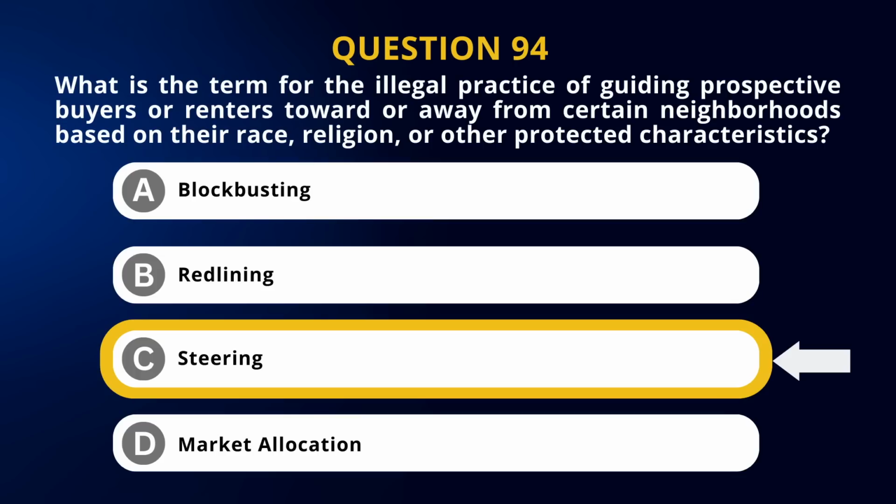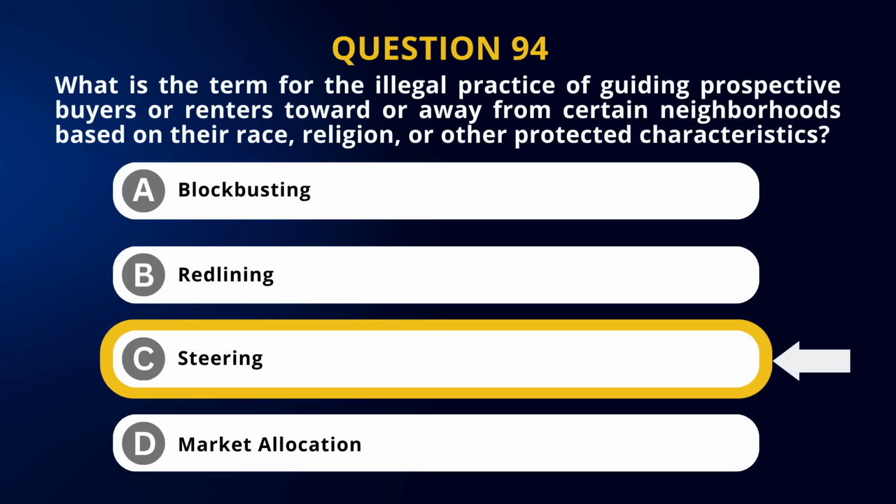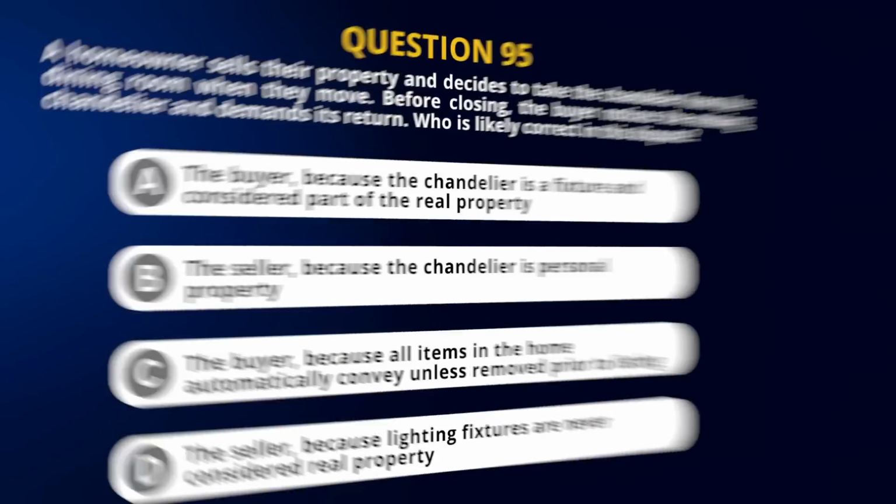Remember, blockbusting is also known as panic selling. Redlining is not making a loan or issuing insurance policies in an area for reasons other than economic qualifications. And steering is guiding prospective buyers or renters towards or away from certain neighborhoods based on protected class or characteristics.